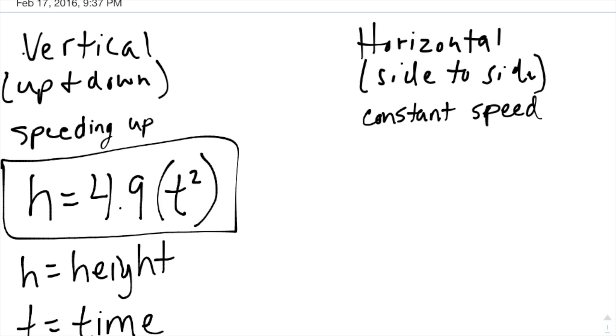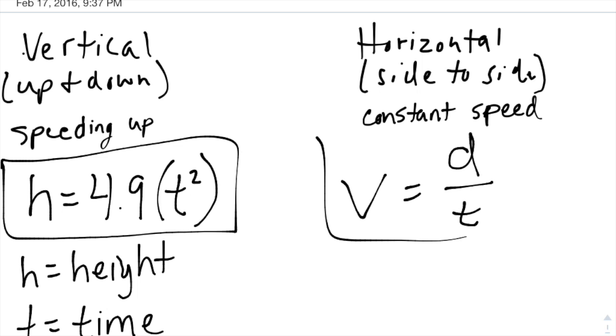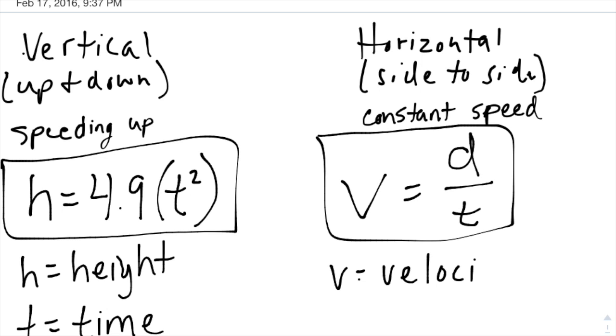All right, for the horizontal, it's even simpler than that. We have v equals d over t. So this is like the very first equation you even learn in physics class. v equals velocity, d equals distance, and t equals time.